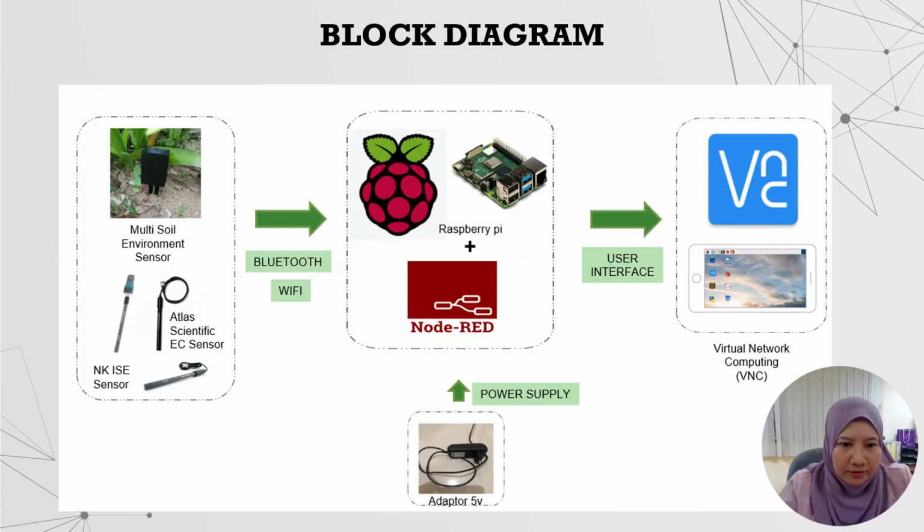Okay, this is the block diagram for the project. We have been using three sensors, which are MSES, Atlas Scientific sensor, and NKIC sensor, and then we connect using Bluetooth and Wi-Fi to the Raspberry Pi. Using the Node-RED simulation, we will get the result into the user interface, which is VNC.